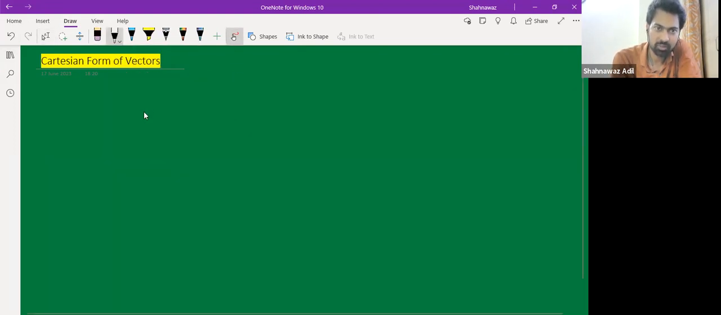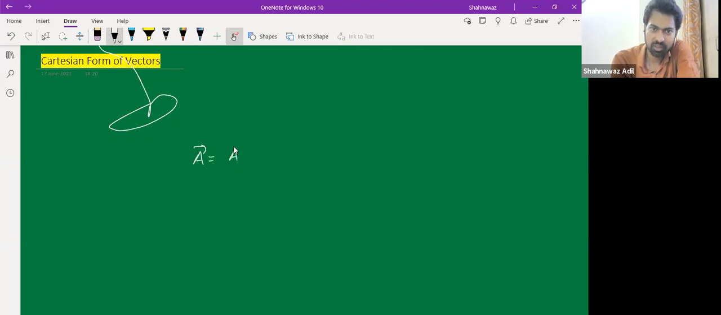We already know that a vector is represented by i cap, j cap, k cap. We can represent a vector as the magnitude and the direction. This part tells about the magnitude, and this is the direction. This is called the unit vector.